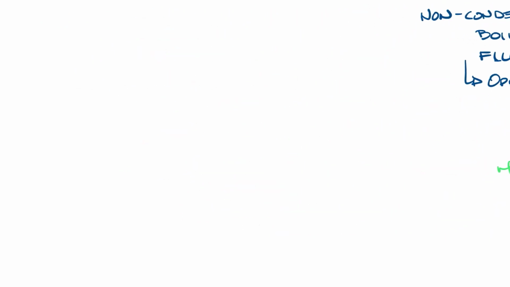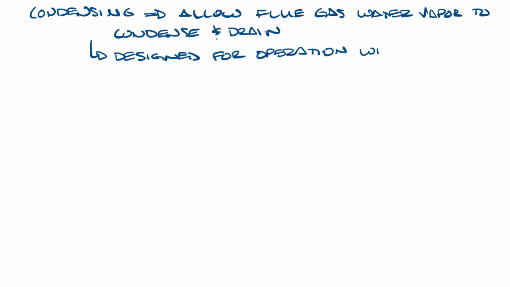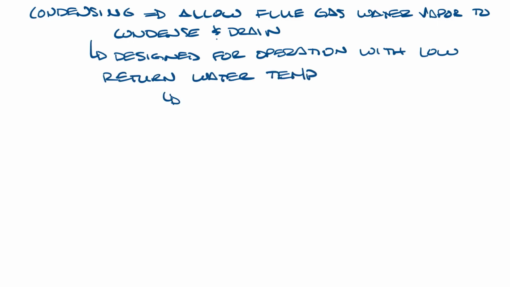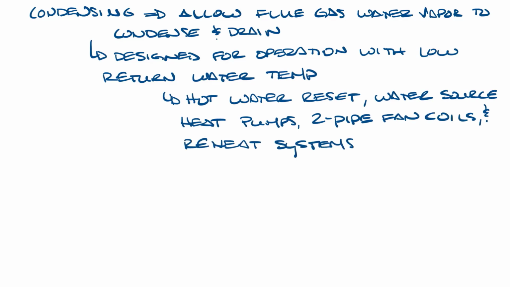Now let's move this over and look at condensing boilers. Because a higher boiler efficiency can be achieved with lower water temperatures, the condensing boiler allows the flue gas water vapor to condense and drain. Condensing boilers are designed for operation with low water return temperatures found in hot water reset, water source heat pumps, two-pipe fan coils, and reheat systems. I'll do a separate video on how condensing boilers work.